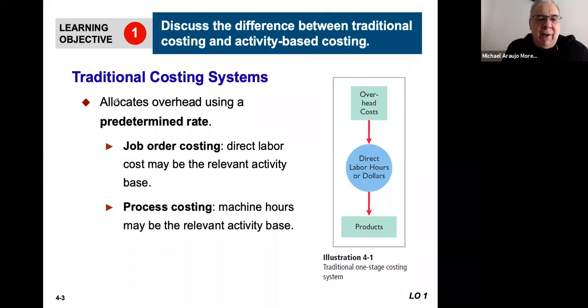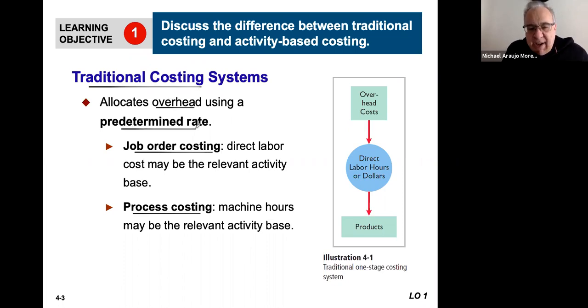So we have more of what we've learned about so far in the first couple of chapters, looking at cost systems. We've looked at very traditional cost systems. Both the job order cost system and the process cost system are traditional. And that's because oftentimes they allocate overhead based on a predetermined rate, whether it's based on labor or machine hours or something. That's basically how they allocate it.